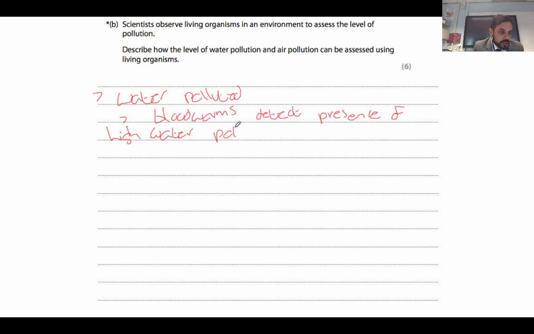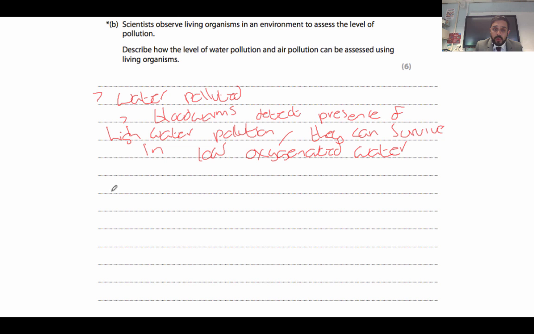Yeah, and why can they do that? Because they can survive in low oxygenated water. So they can basically survive in areas where there are low levels of oxygen, and low levels of oxygen would indicate that the water is polluted.